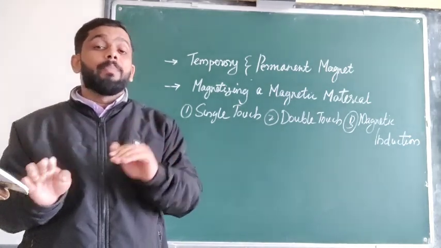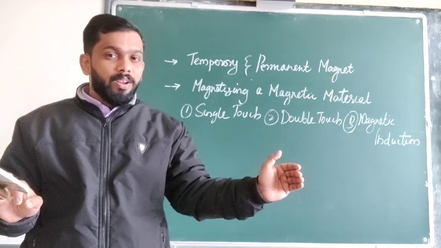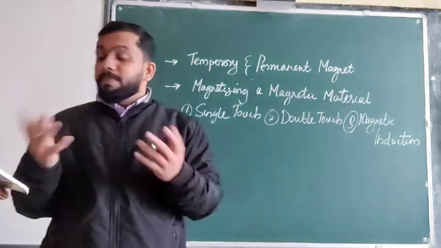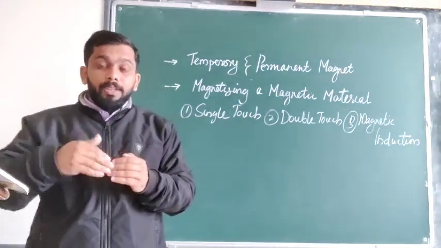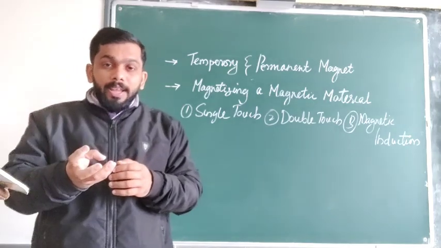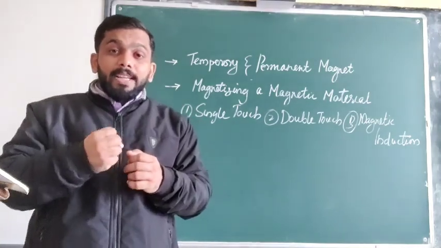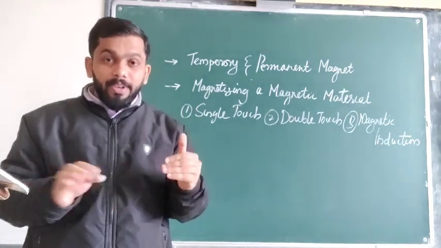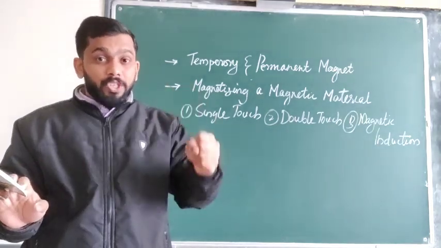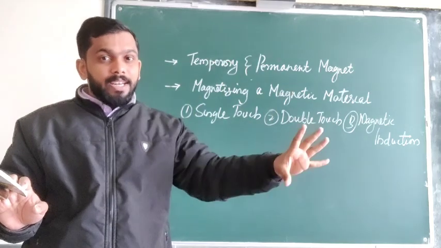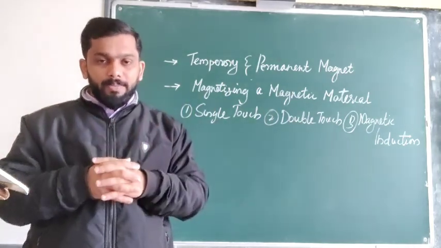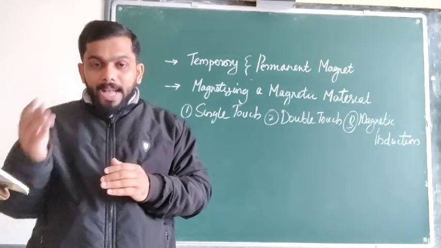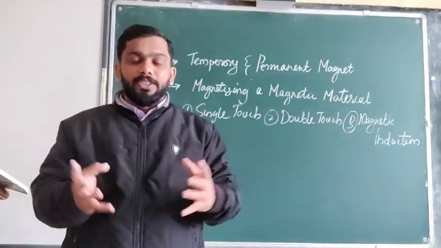Non-magnetic material cannot be converted into a magnet. So what is magnetizing? The process of changing a magnetic material into a magnet is called magnetizing. For magnetizing there are different methods.